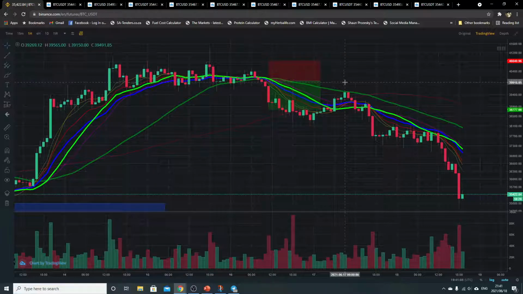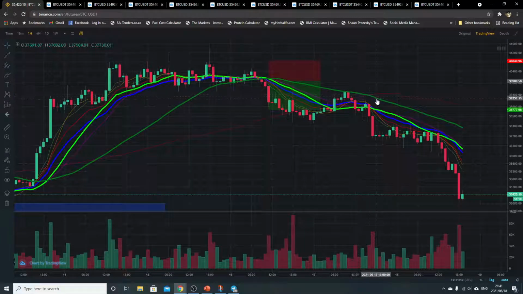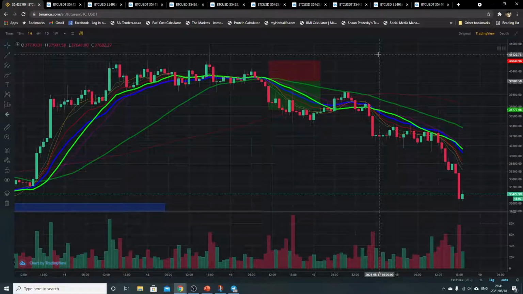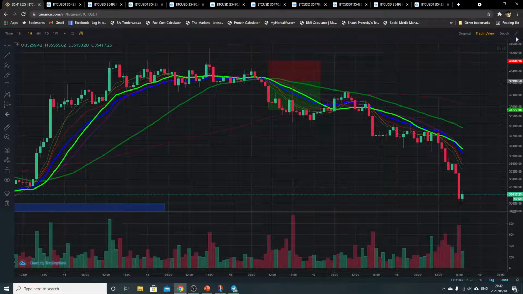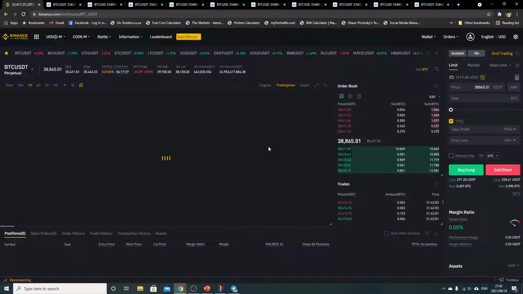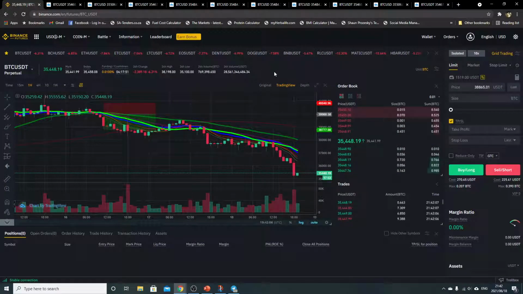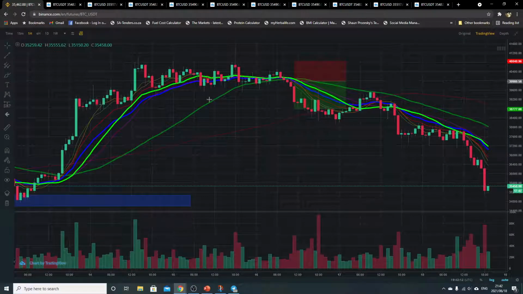Price went down. I did move my stop loss to break even. The price never came back up, guys. It hit the 50 moving average and came back down. Now there's a little tip. While I'm talking to you and showing you my trade on Binance, you can see this is the Binance chart, the Binance platform exchange, and I just extended the screen out so you guys can see exactly what's going on.